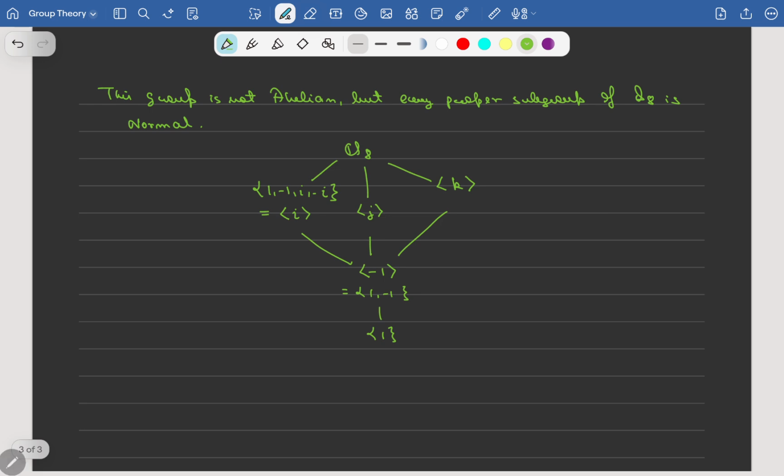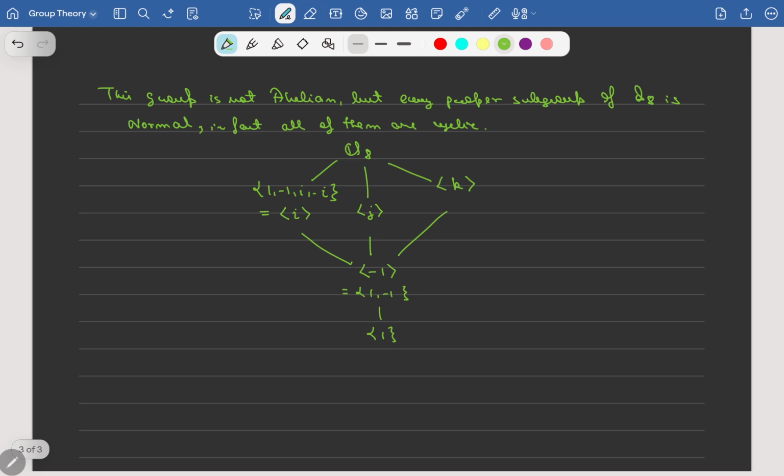Now, one more funny thing about this group is that it is not abelian, but every proper subgroup of Q8 is normal. In fact, all of them are cyclic as well. And this actually works as a counterexample.